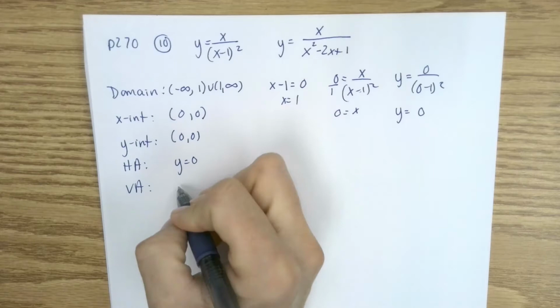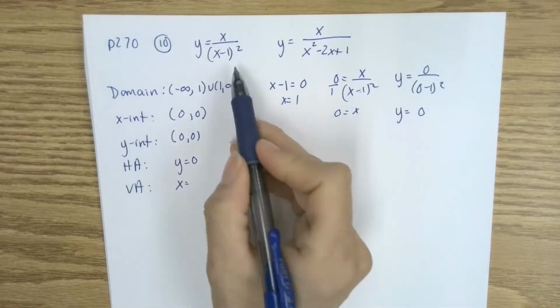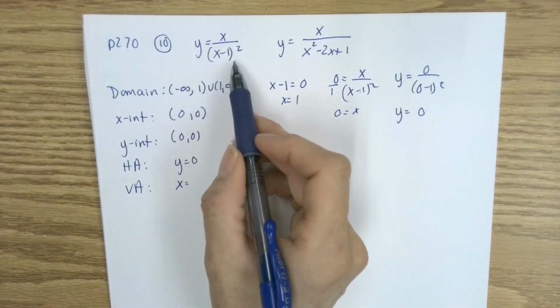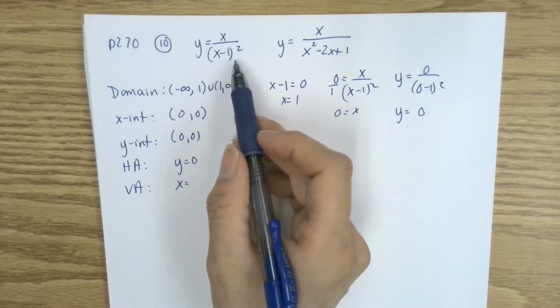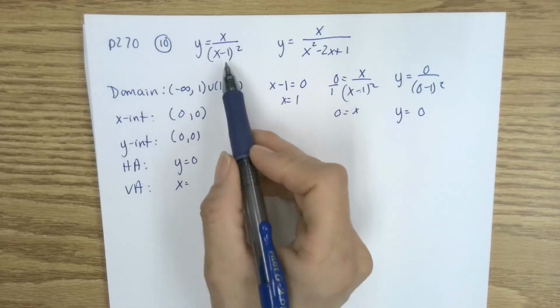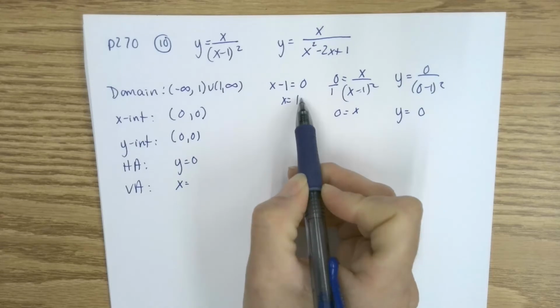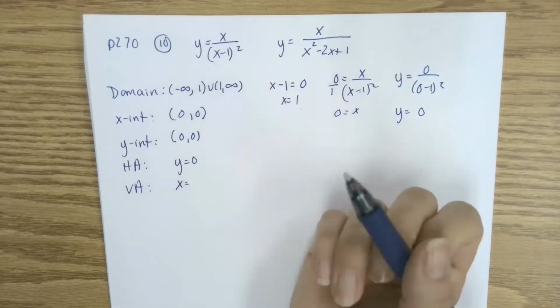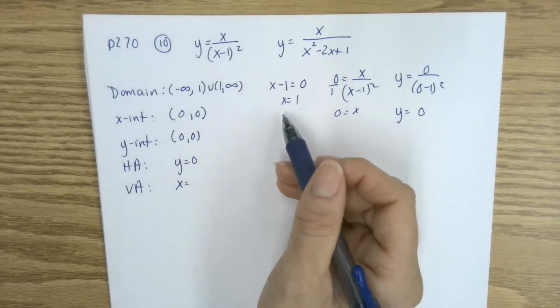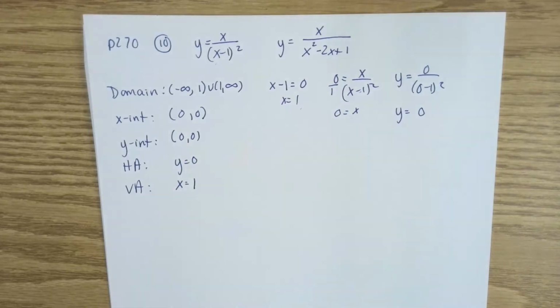And then for my vertical asymptote, I'm looking for where my denominator is equal to 0, and I want to make sure it's not a removable discontinuity, a hole. And I already know that my denominator was 0 at x equals 1. Nothing is canceling on top and bottom, so that 1 is not a hole. So that means it is, by default, a vertical asymptote.